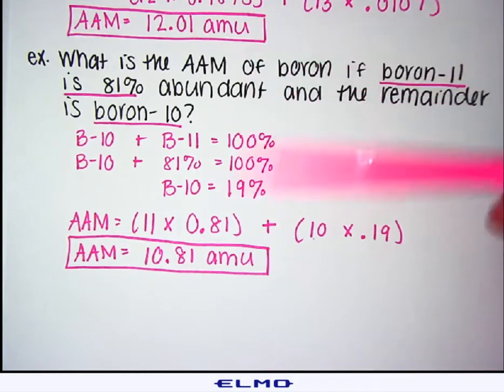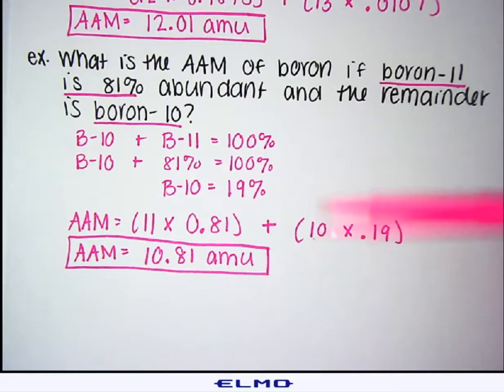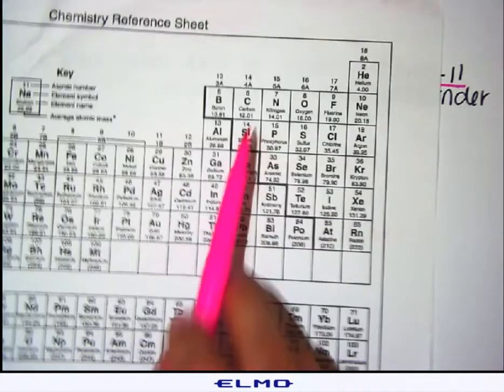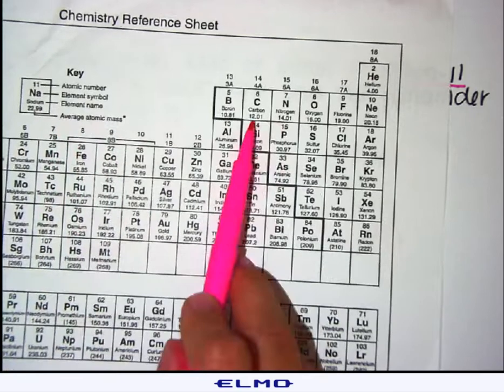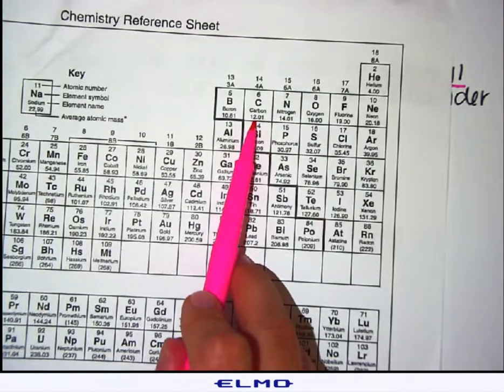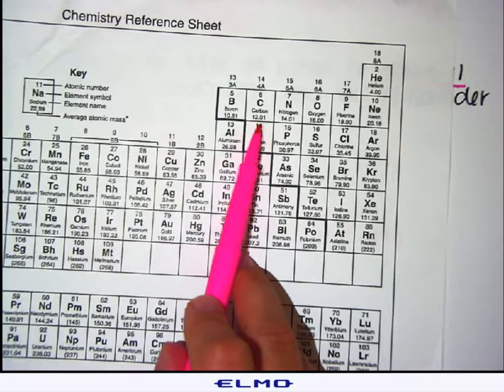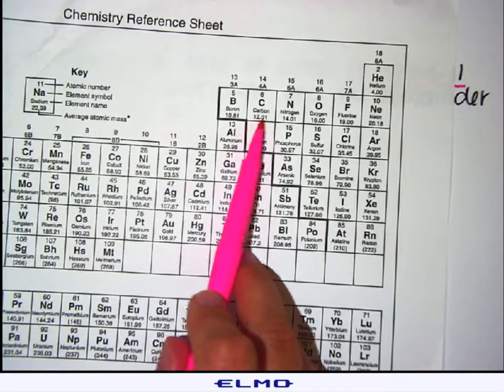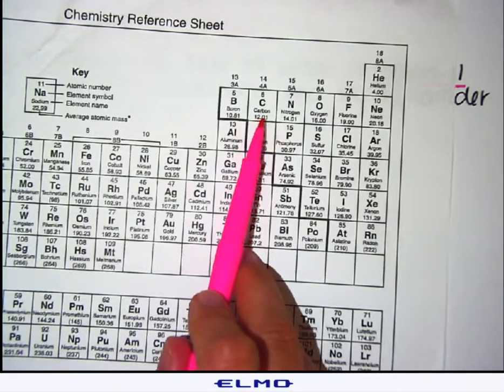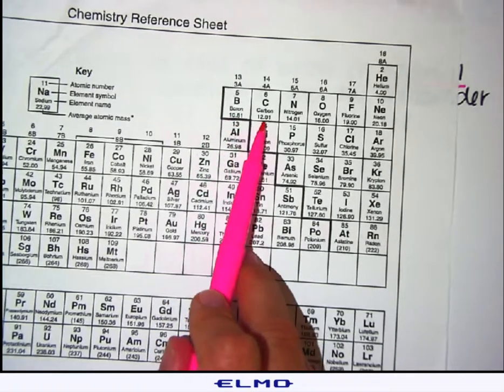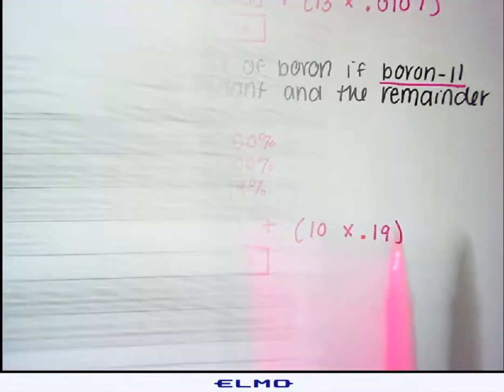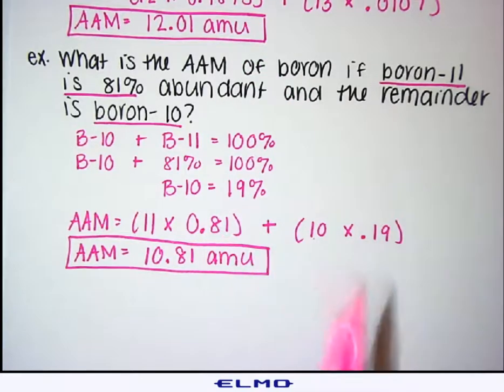The answer that we calculated is the mass that is recorded on the periodic table. So this number at the bottom is the average atomic mass. Last check, if you know what element it is, jump to your periodic table and make sure that that is close to the answer that you got. Boron, 10.81. Carbon, 12.01. Make sure you got answers pretty close to that.